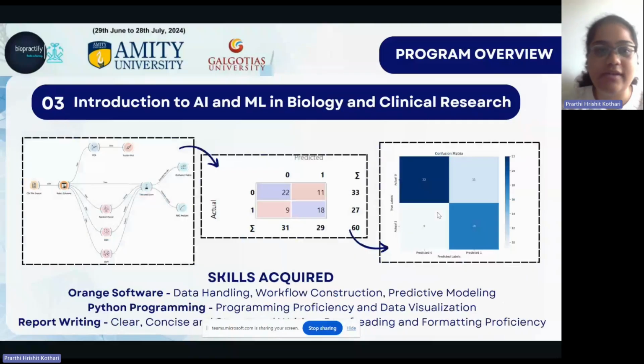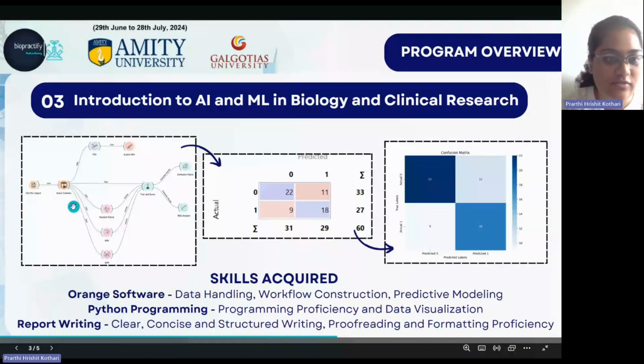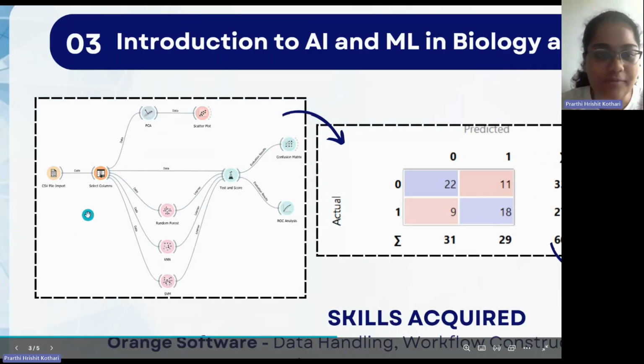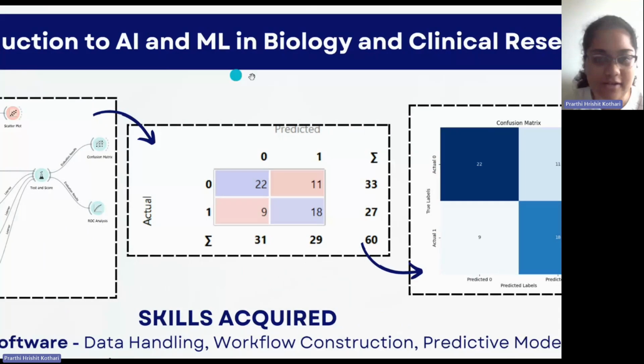Moving on to the third week, which was the introduction to AI and ML in biology and clinical research. This is the Orange workflow, in the Orange software, where I had created this workflow. And through further analysis, this is the confusion matrix which I received, which determined the true positives, true negatives, and many more statistical measures.